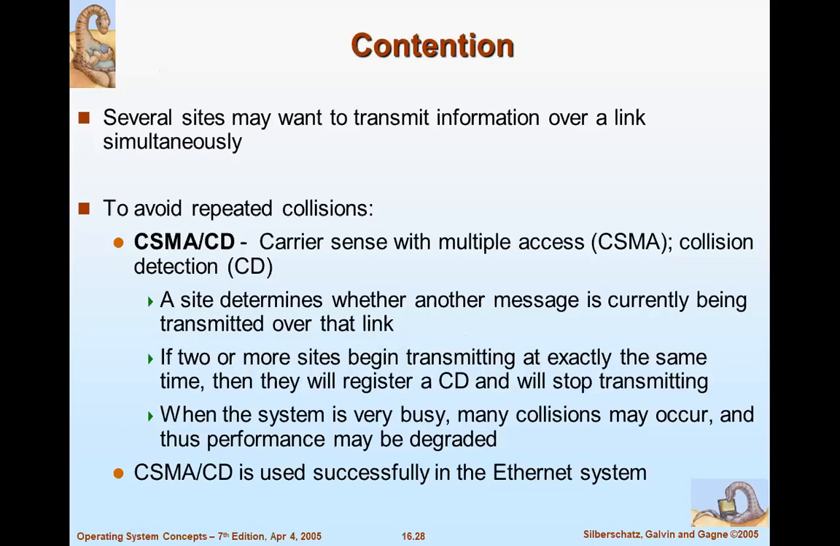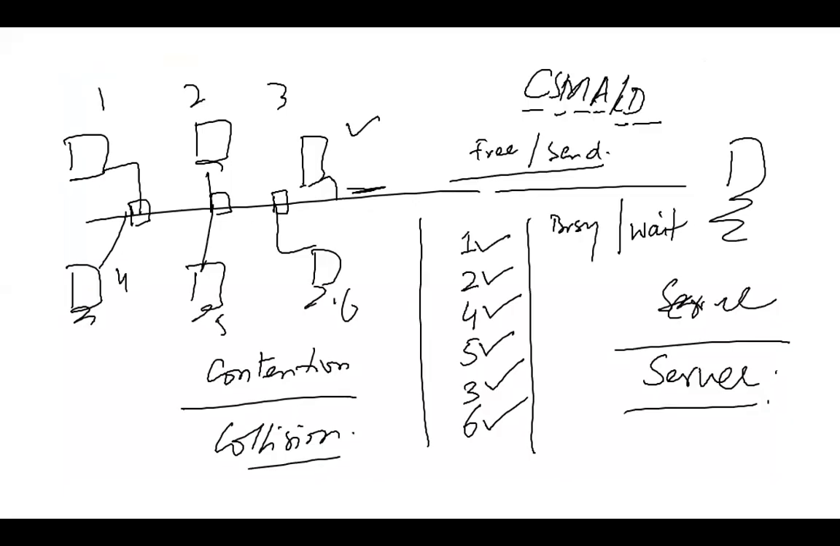When the system is very busy, many collisions may occur, and thus the performance may be degraded. Whenever there is such a system, there is a possibility that the system may degrade. See, CSMA CD is used successfully in Ethernet. However, there is another possibility that let me explain over here, for example, there are two nodes and they want to access this communication link at the same time.